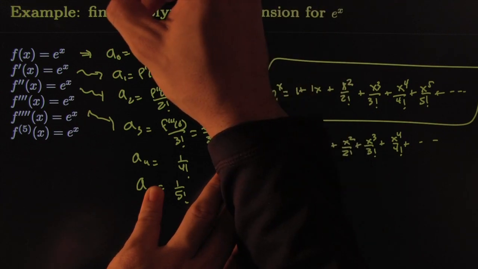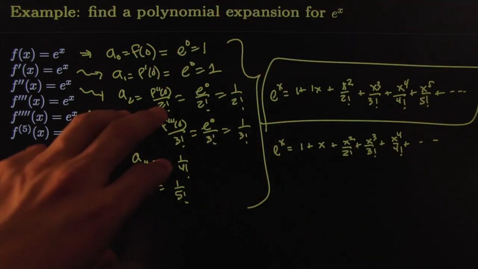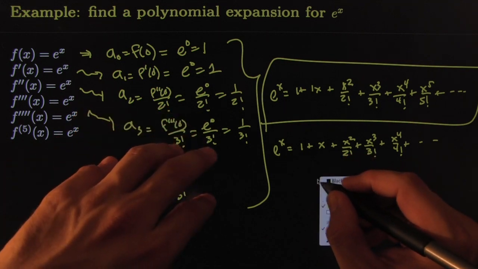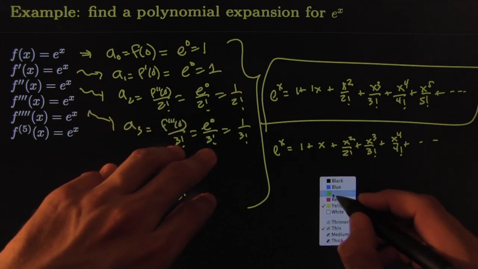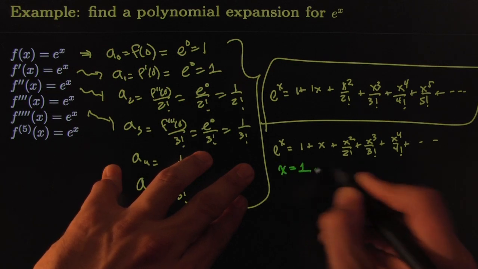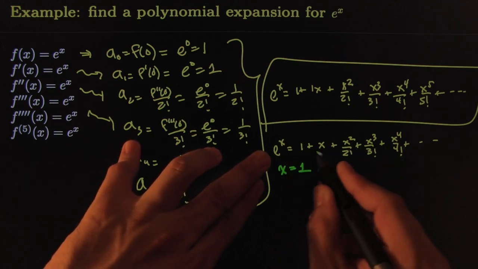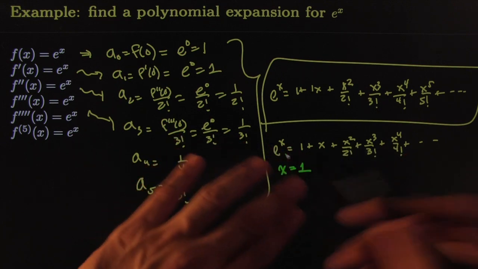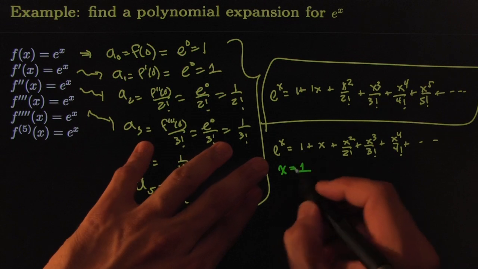Let me see if I can do something just for fun here. Why not? Let's go with green. So here, what if you plug in x is equal to 1? This should be true for all x's. That's another exercise: can you figure out for which values of x this converges? We did plenty of that before.